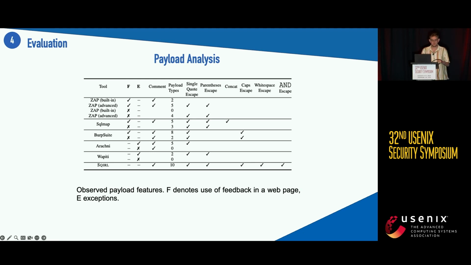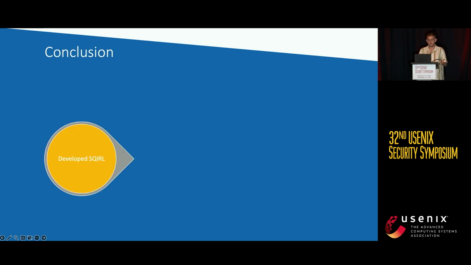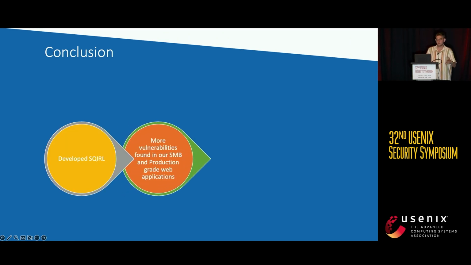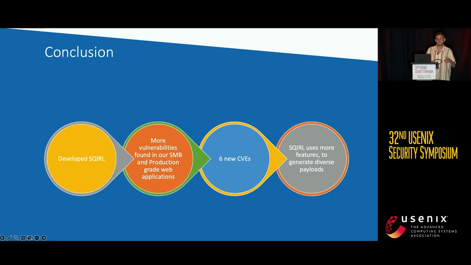So to conclude, we've developed a gray box reinforcement learning SQL injection scanner, SQIRL, which found more SQL injections in our microbenchmark and on production-grade web applications, at 63. This is more than any of the other scanners. It was able to find 6 new CVEs, and this is thanks to the diverse payloads that it's able to generate with its diverse features.